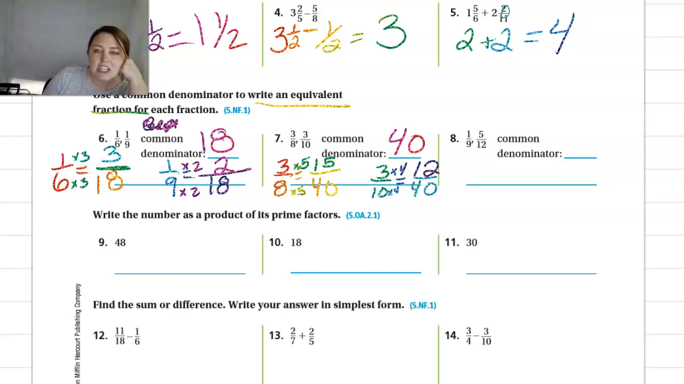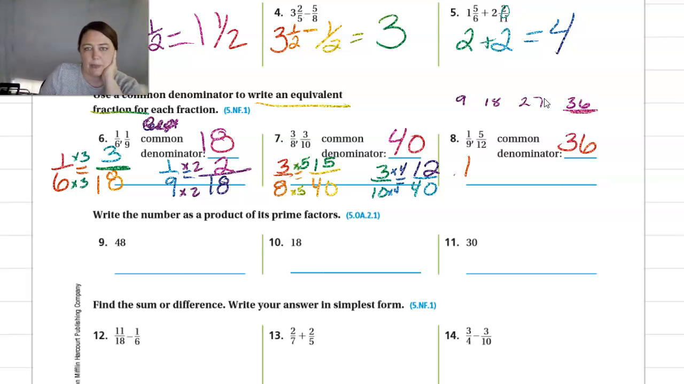For 9 and 12, same thing. I could just choose 9 times 12, or I could think of a common multiple. So if I list them out, I've got 9, 18, 27 (3 times 9), 36 (4 times 9), so 36. So 36 is a common denominator.